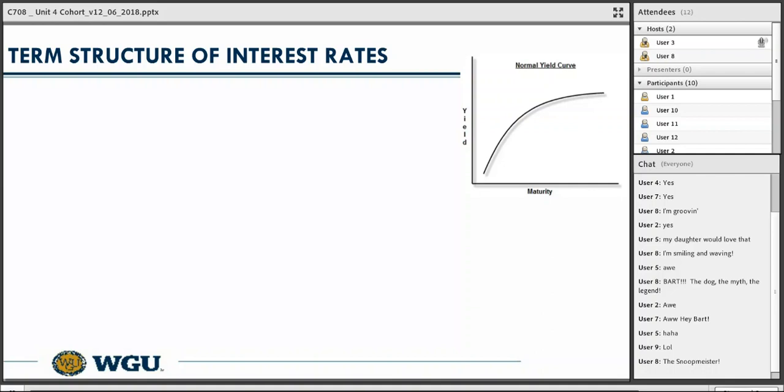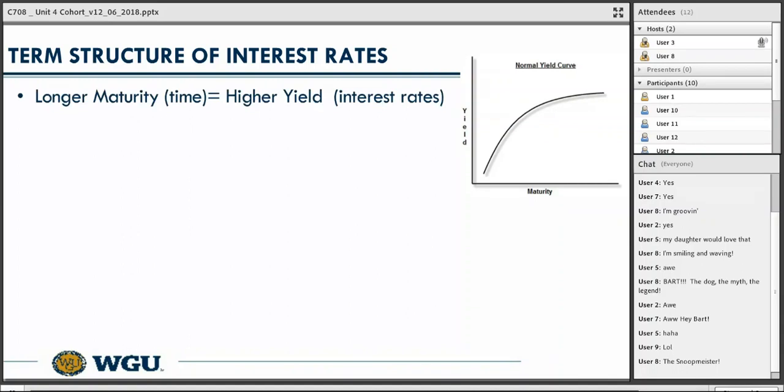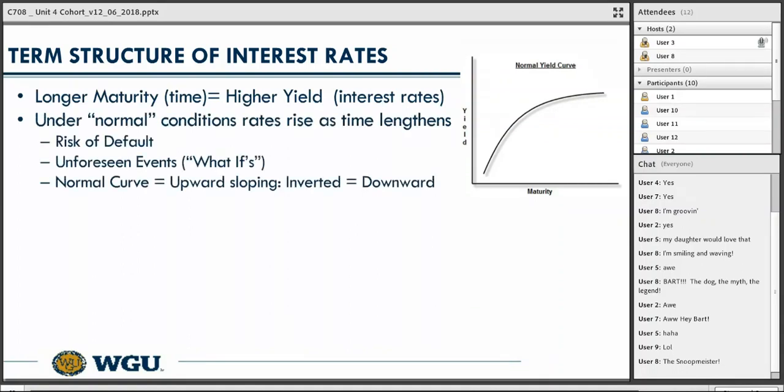Think about borrowing money for a home mortgage. 30-year mortgages are at a higher interest rate than 15-year mortgages. So longer maturity equals higher yield, based on the idea of the risk of default. Let's say a 30-year versus a 15-year mortgage. That is an extra 15 years of what ifs. What if you lose your job, or what if this happens or that happens? So the lender wants to be compensated for that, and what they'll do is they'll charge a higher interest rate.